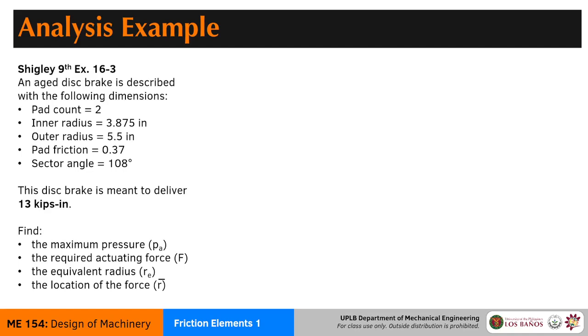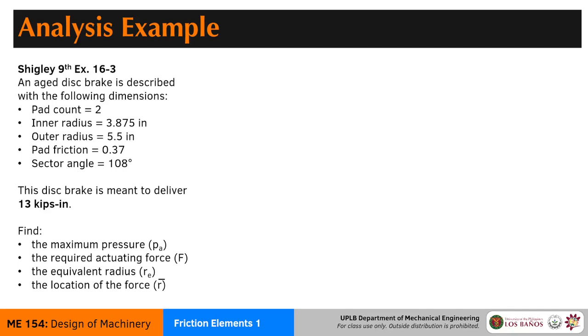So we have this series of givens. So you have an aged disc brake. So again, this is a disc brake. So it's an annular sector. It's not a full annulus. It's an annular sector, the type that you see on motorcycles. So you have the following givens. You have two pads, of course. You never see a disc brake that only has one pad. That is weird. So you can kind of imagine that you have one pad on one side, you have the other pad on the other, and those pads are being squeezed together to produce the braking force.